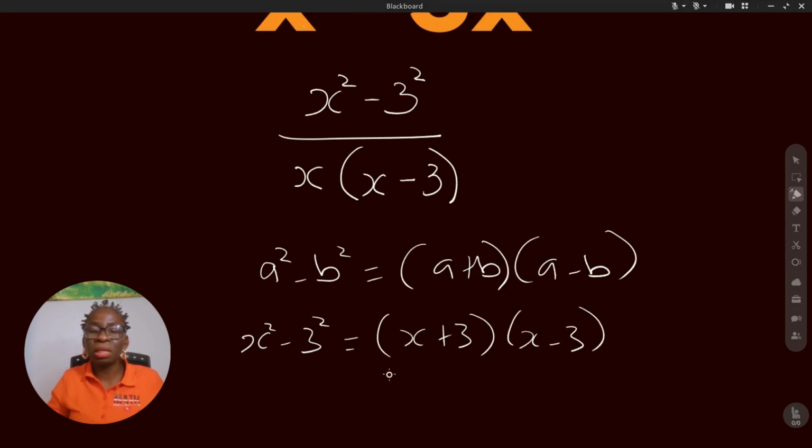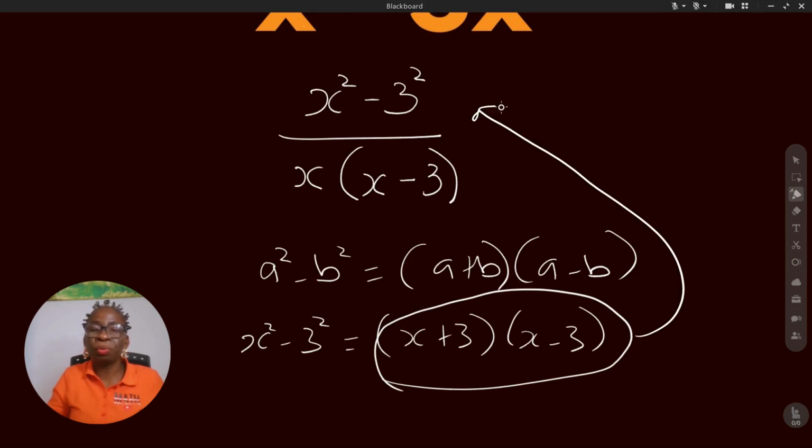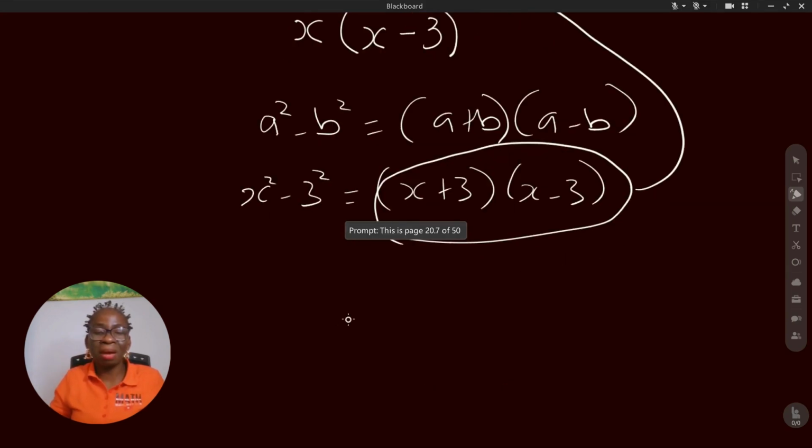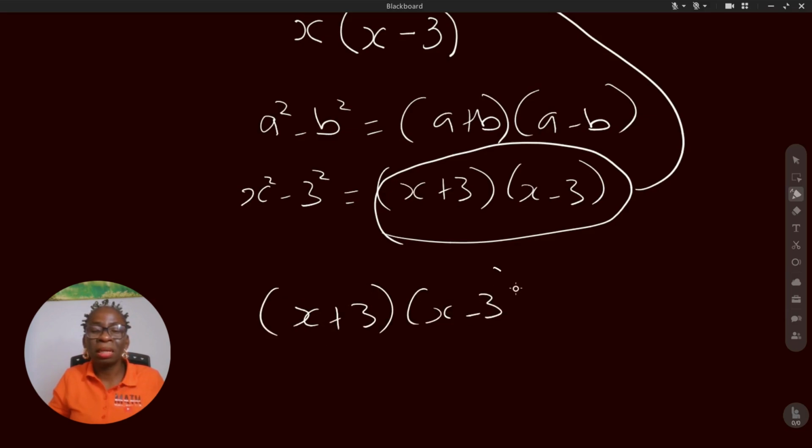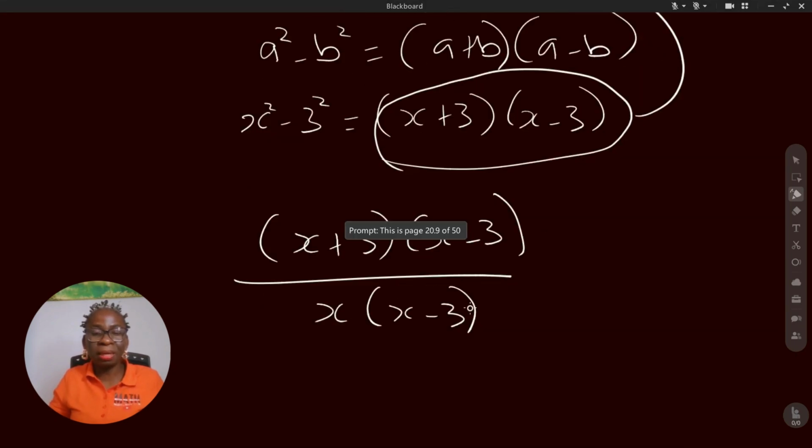So this means x squared minus 3 squared will be equal to (x plus 3)(x minus 3). So this is what we will use to replace the numerator, so that now we will be having (x plus 3)(x minus 3), then over x(x minus 3). Now you can see that it's making sense.